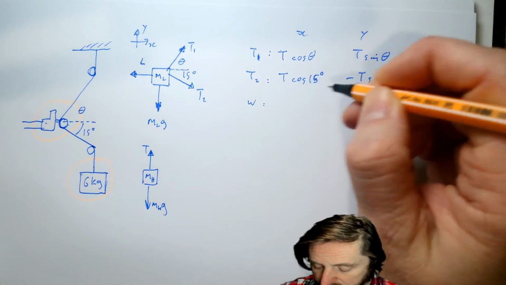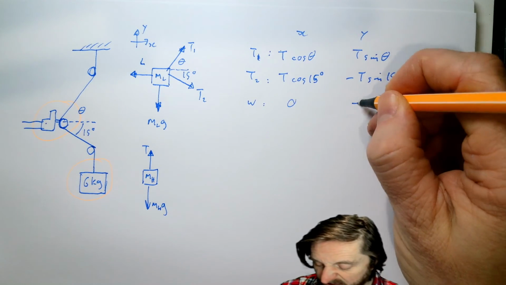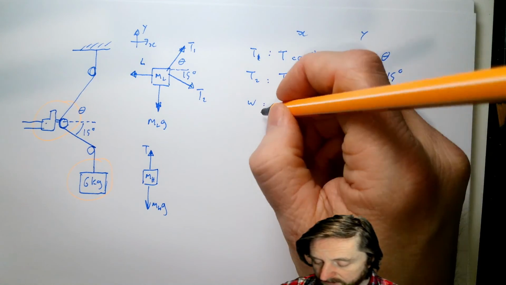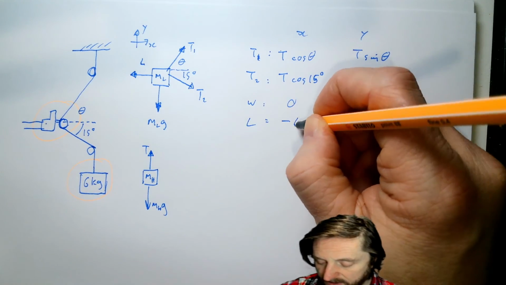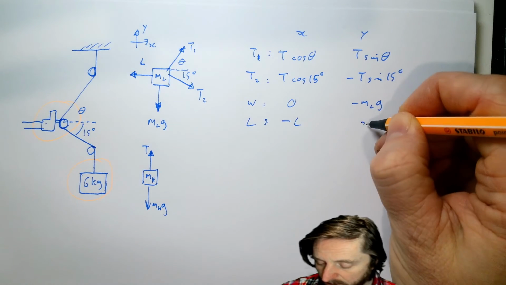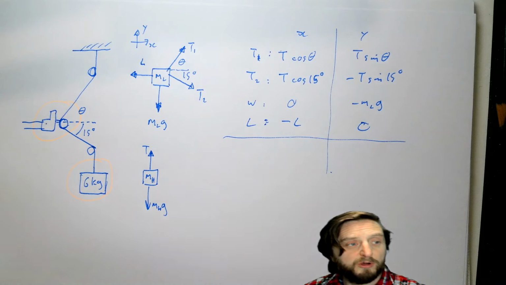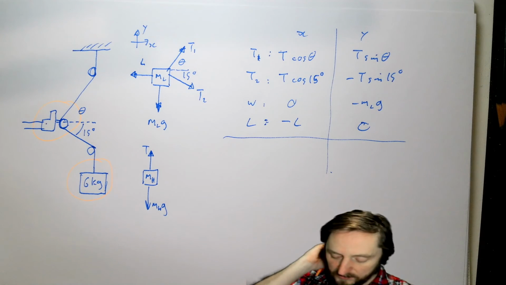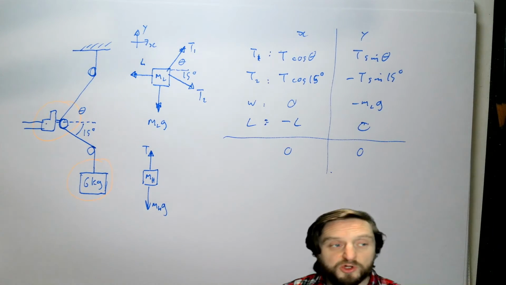The weight of the hanger is going to have nothing in the x direction. It's going to have negative m_L g in that direction, and then finally L is going to be entirely in the negative x direction and nothing in the y direction. Okay, this is a static problem, so there is no movement of the object, so the sum of the forces is going to be 0 in both cases because it's not accelerating.